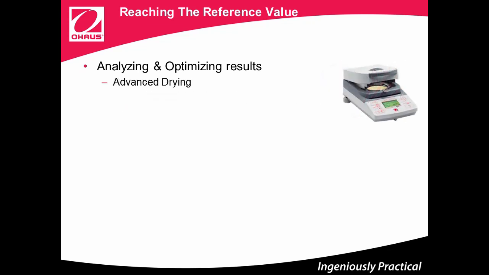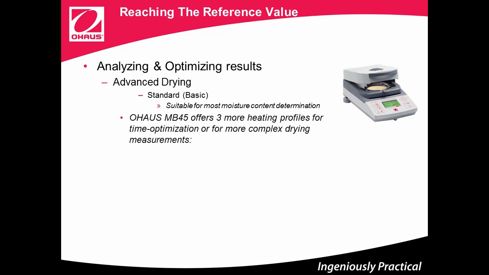Advanced drying. All of OHAUS MB series moisture analyzers come with the basic standard drying profile. Standard drying is suitable for most moisture content determination. Besides standard drying, OHAUS high-end moisture analyzers like MB45 offer more options to optimize your measurement.